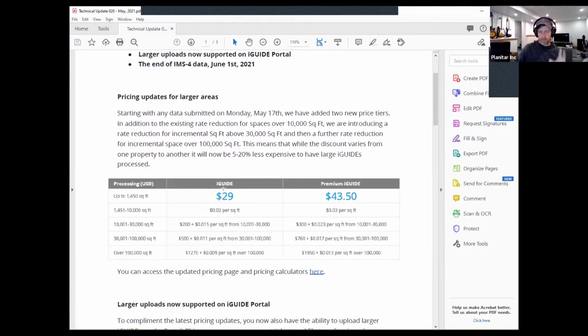So that's why it starts with 29, but then it goes from 14.51 to 10,000 at 2 cents per square foot. But what I'm trying to get at is that that's also 2 cents per square foot. So once you get above 10,000 to 30,000, then you're paying $200 plus 0.015 cents per square foot. Okay, so that means that you pay 2 cents per square foot up to the 10,000, and then for any square footage over 10,000, between 10,000 and 30,000, you're paying that other rate.